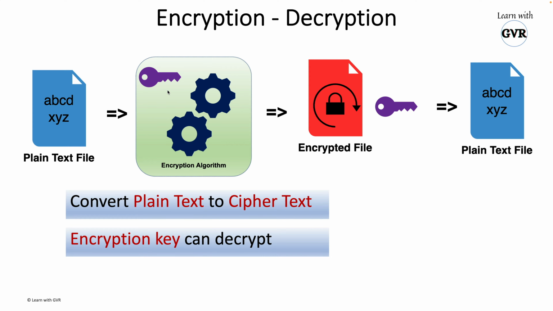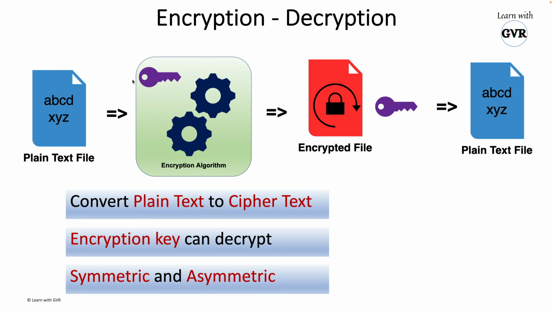Now, from an encryption point of view, these are the two types. One is symmetric encryption, the other one is asymmetric encryption. So this example is symmetric. For symmetric encryption, you will use only one key to encrypt and the same key to decrypt. So if you lose this encryption key or if somebody steals it, he will be able to decrypt whatever file you have encrypted. And the other one is asymmetric.